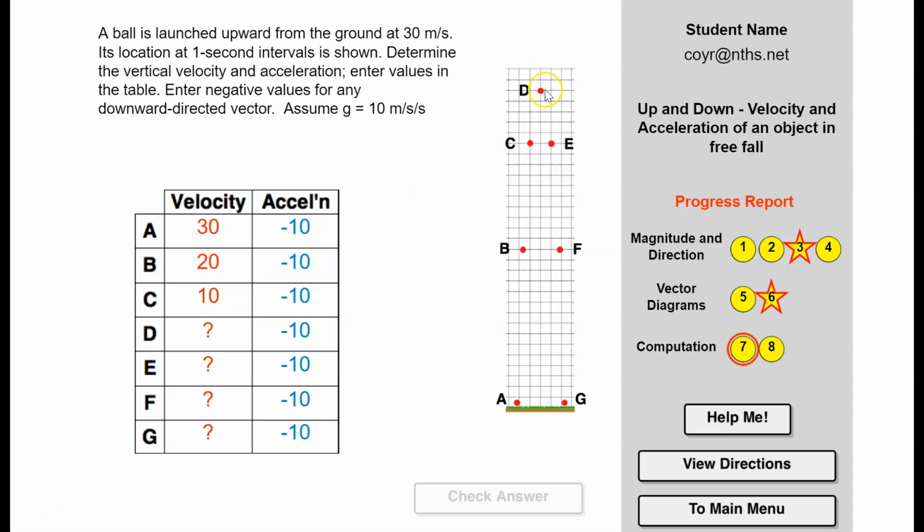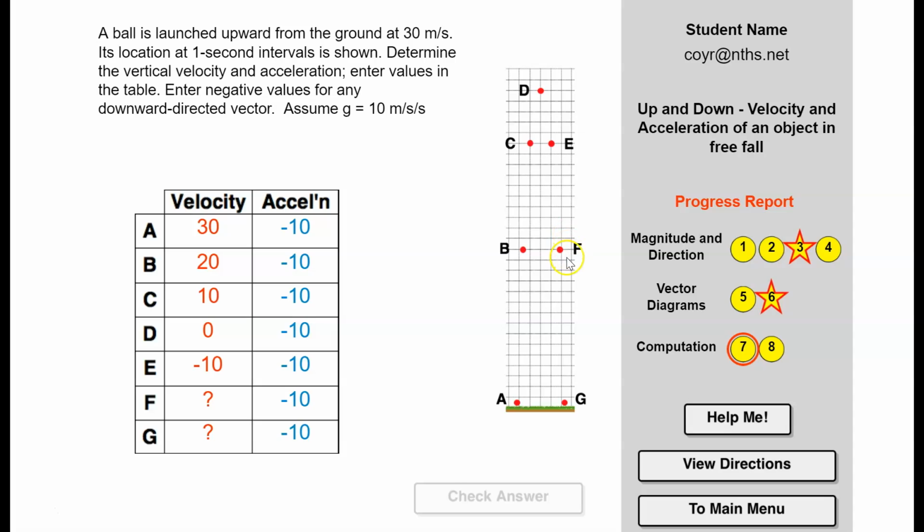And then at the very top, at the top of any object's trajectory, the velocity is always 0. And then you get this nice symmetry. On the way down, it's still losing 10, so it's going to be -10. 0 minus 10 is -10.